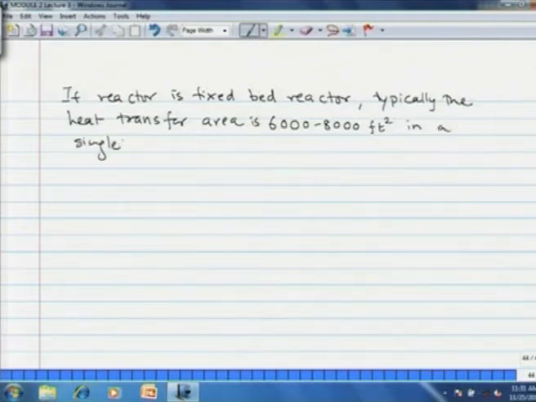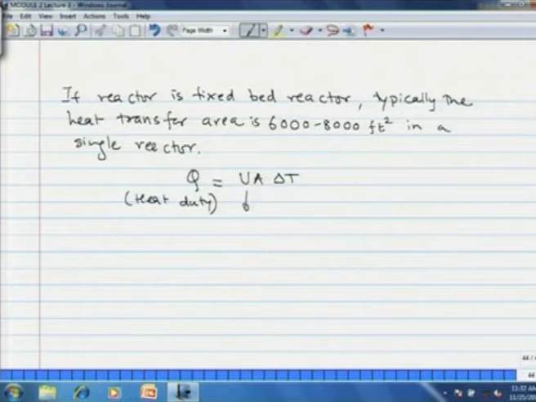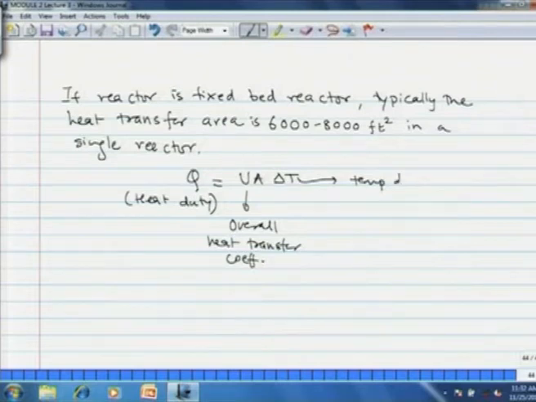Otherwise, the reactor size becomes excessively large. Now, we know the basic relation in heat transfer: Q is equal to U A delta T. Q is the heat duty of the reactor. U is the overall heat transfer coefficient. Delta T is the temperature driving force. We most of the time calculate it in terms of LMTD, and A is the area of the reactor.